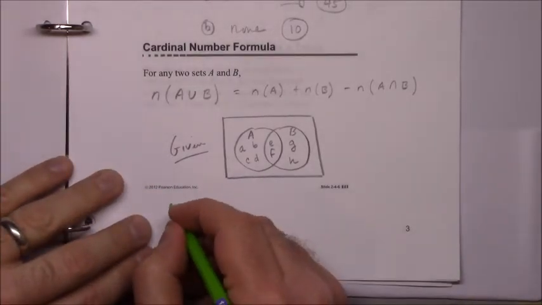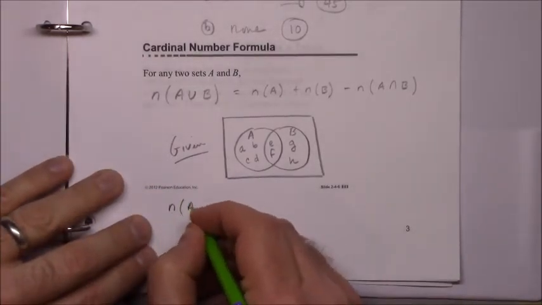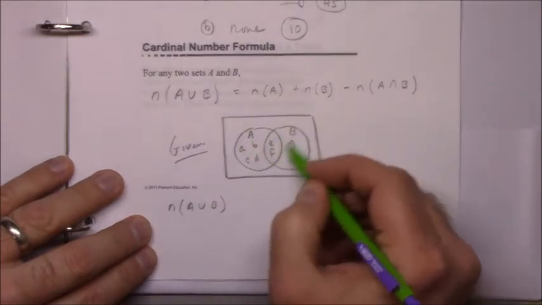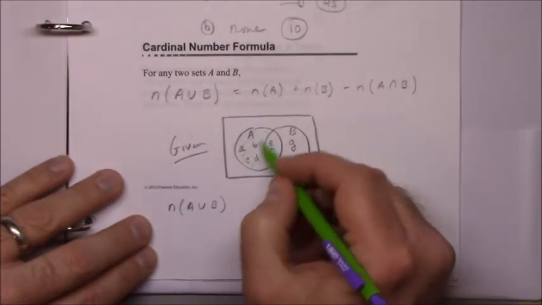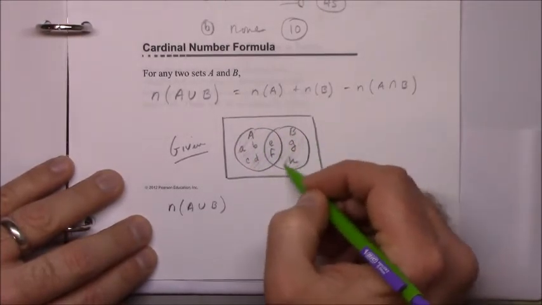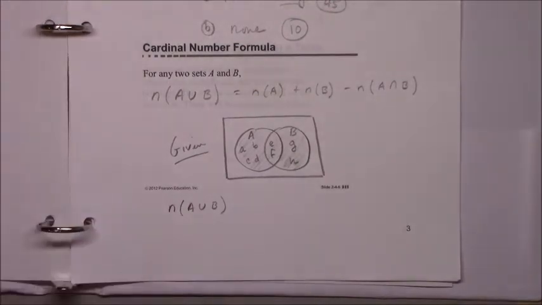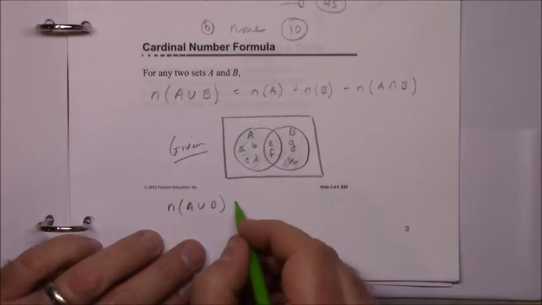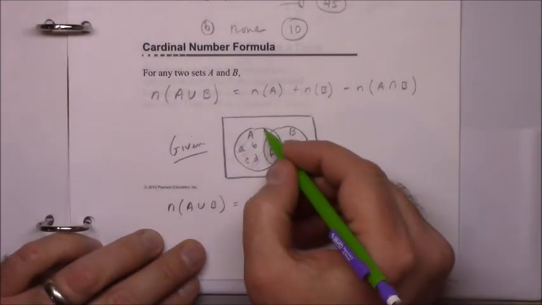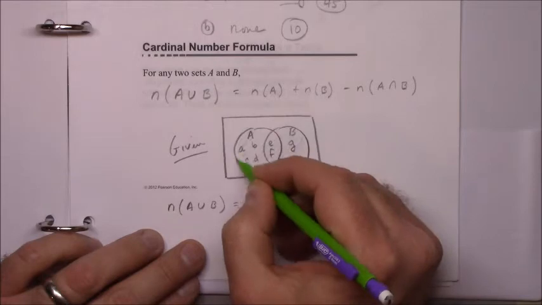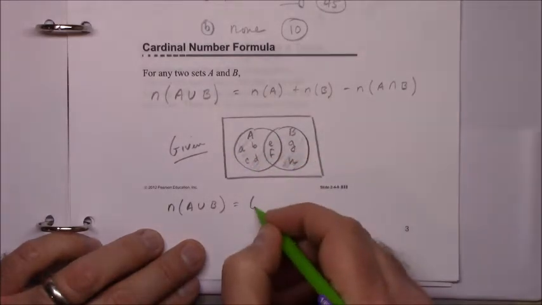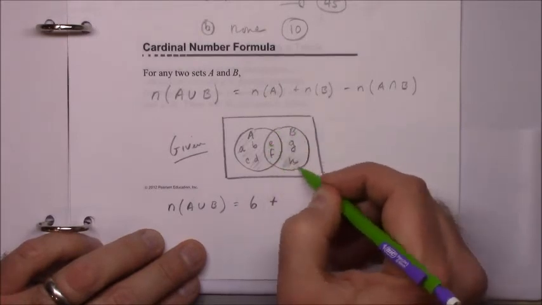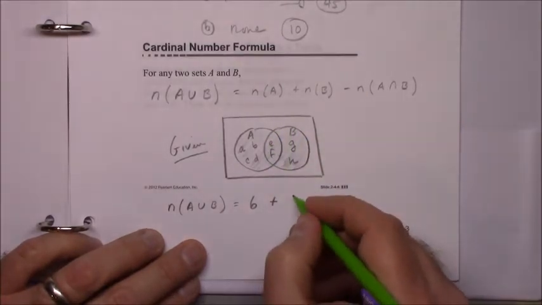If I want to know how many elements are in the union, remember the union would be all of this shaded area. I don't want to shade too heavy because I want to make sure that I can still see everything. But notice all of that shaded area, that's the union of the two sets. To figure this out, simply take all the elements in set A. There's a total of 6 of them. I then add all the elements in set B. There's a total of 4 of them.